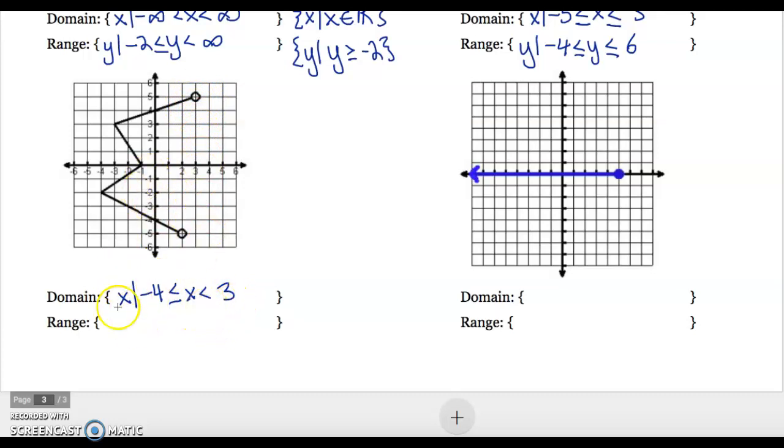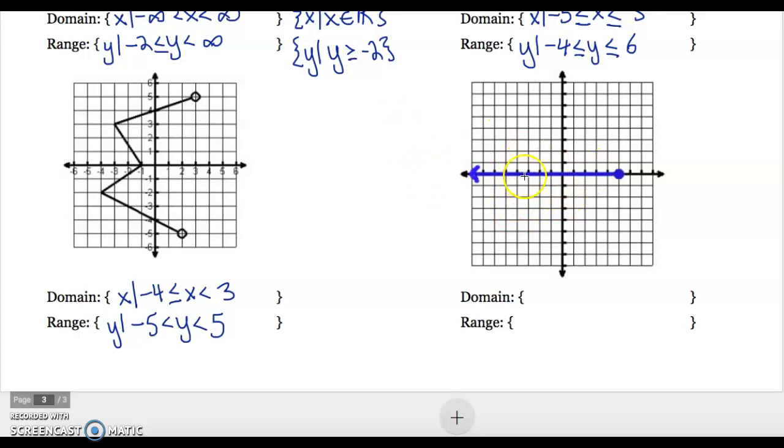So that's your domain. Your range for this one, we're going to look low to high. So y such that, the lowest number that my graph hits on this entire thing is -5, less than y, less than, and then the very highest number it hits is +5. And I have open circles at both of those, so I don't need or equals to symbols there.